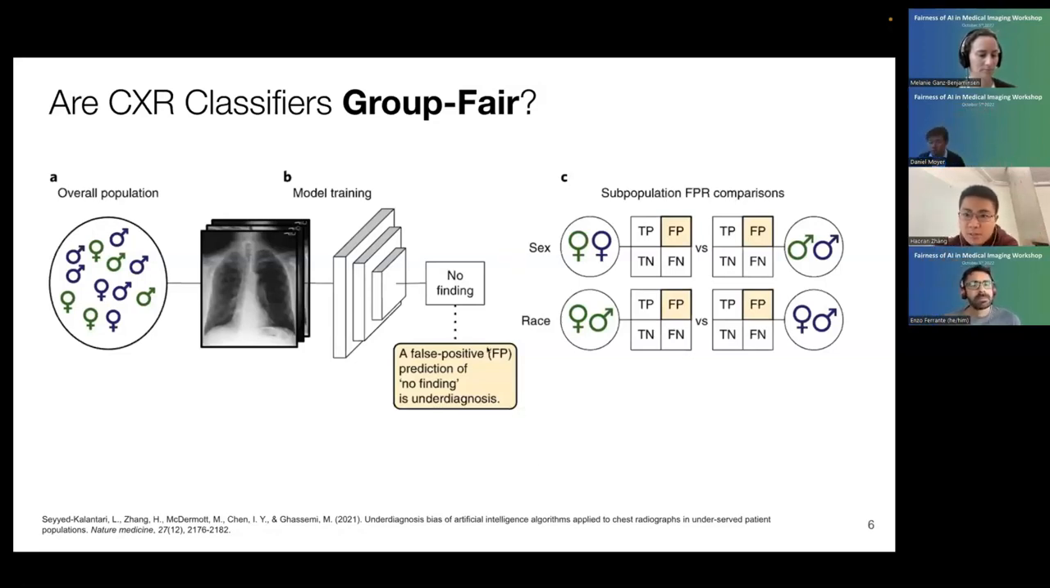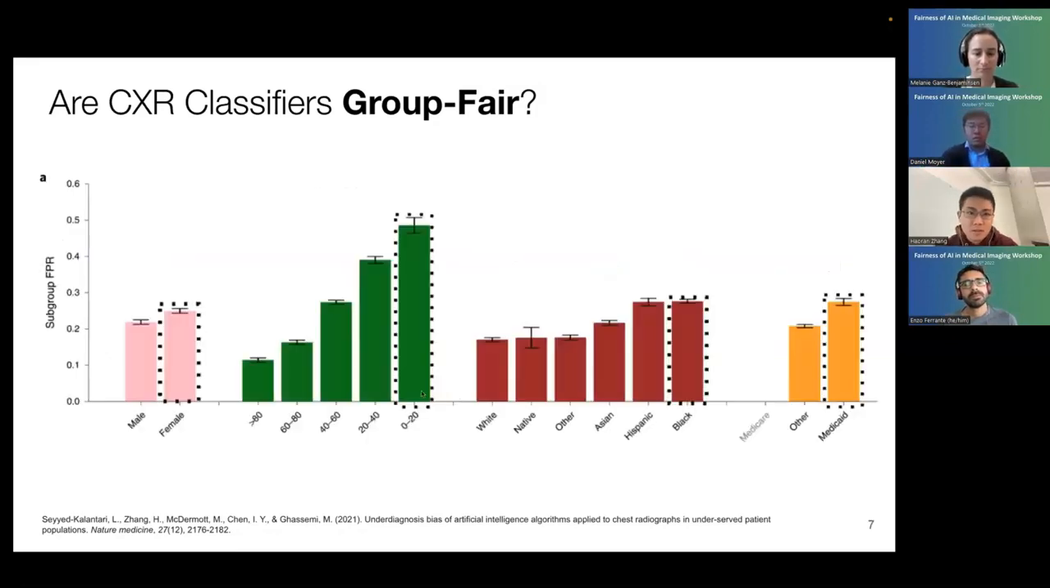We examine the false positive rate for each attribute, so for each sex, race, insurance type, and so forth. If you look at the subgroup FPRs, which is our underdiagnosis metric, we find that we have higher underdiagnosis for females than males, for younger people than older people, for Black patients compared to white patients, and for people who are on Medicaid.